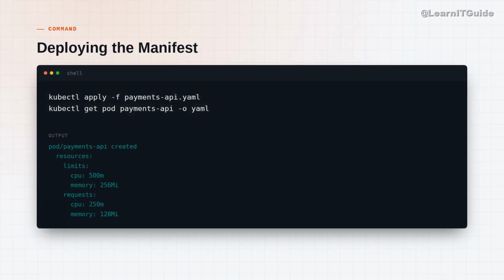To apply this, use the kubectl apply command as shown on screen. Once it is running, you can verify the settings by running a get command with the output format set to YAML. As you can see in the output, the cluster has successfully registered our requested guarantees and our hard limits. This confirms that the scheduler will now use these values to manage where our pod lives and how much it can consume.